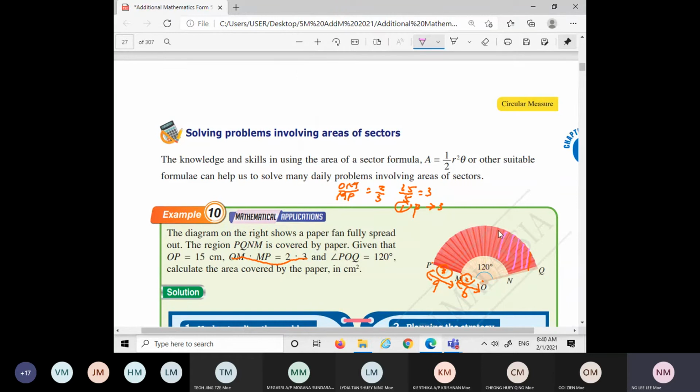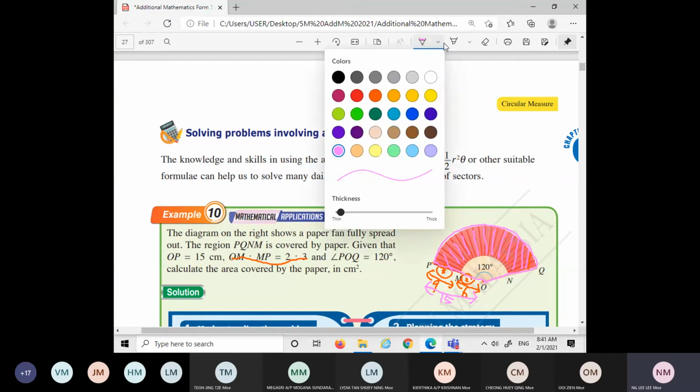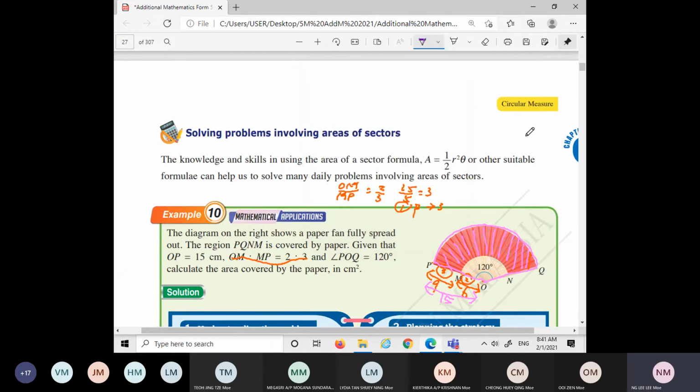Purple means here, this part, this is the paper. So you see what I'm going to do here. This is a sector shape of pizza, this bigger one, the purple color one. The radius I'm going to use is 9 and 6, 15. Okay, change to another color, maybe blue. I'm going to minus this part here.